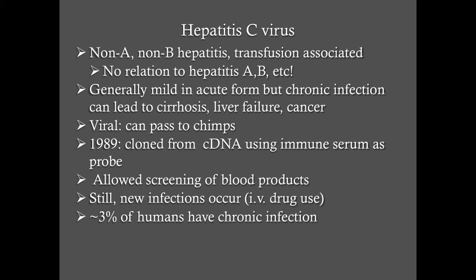So a lot of hepatitis C infections before 1989 involved transfusion or blood product delivery from sources that were infected. So once they were able to screen that out of the blood supply, that did a lot to prevent further transmission of hepatitis C, although new infections still occur largely due to IV drug use. And a large number of humans, maybe about 3% worldwide, do still have chronic infection.